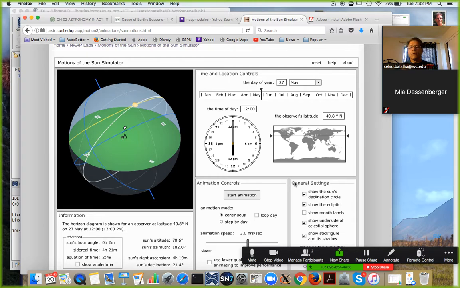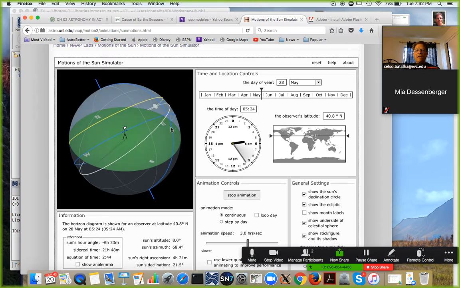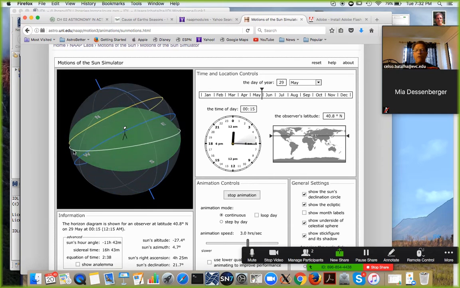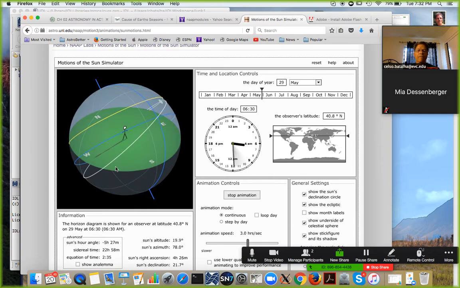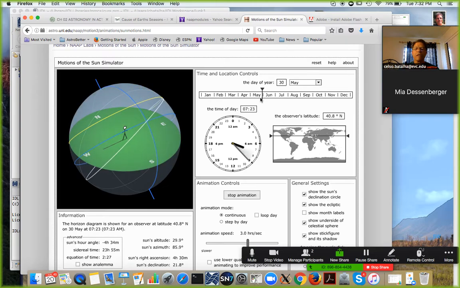This is a simulation of the sun. It's kind of the same as before, but it shows the sun going in the sky, rising in the eastern sky, as you can see here, reaching maximum height as it crosses due south, and going below the horizon in the western sky. Now, as you can see, the dates are changing and the months are changing too. Now we are in May.